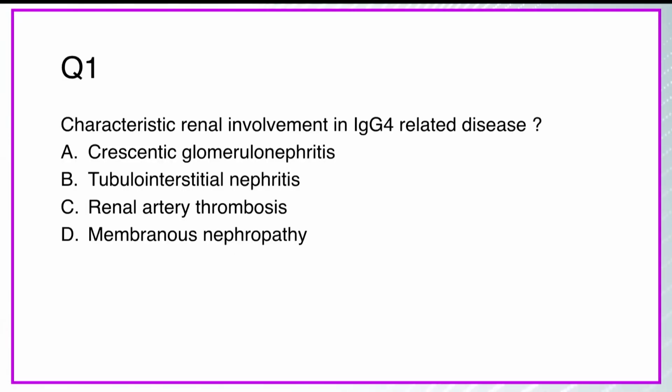First question: characteristic renal involvement in IgG4 related disease. A. Crescentic glomerulonephritis. B. Tubular interstitial nephritis. C. Renal artery thrombosis. And D. Membranous nephropathy.